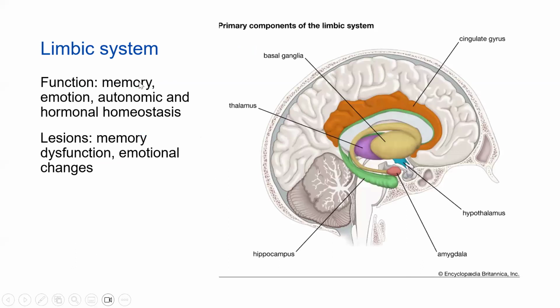Okay, so now we get into the limbic system. We're moving outside of the cortex now into the limbic system. The limbic system is important for memory, emotion, autonomic, and hormonal homeostasis. And lesions here cause memory dysfunction and emotional changes.